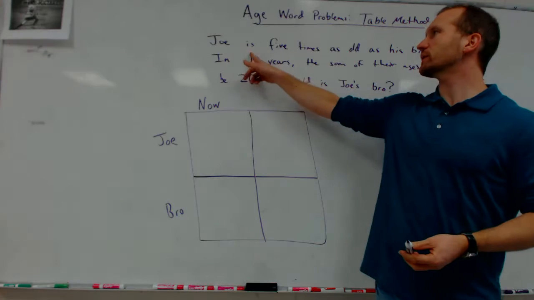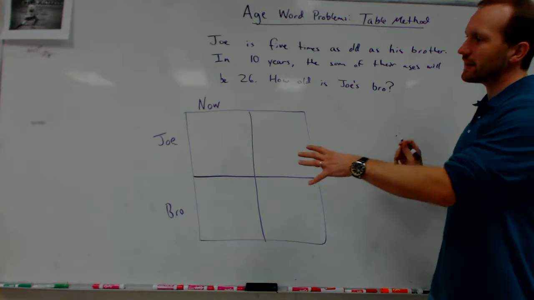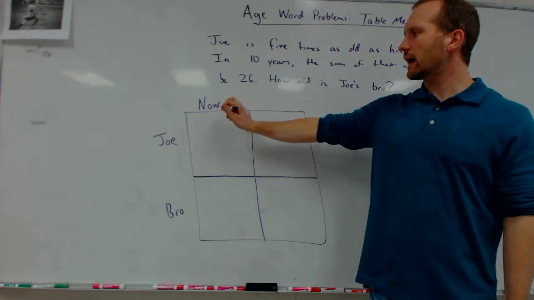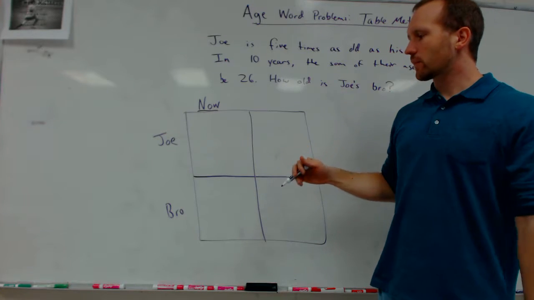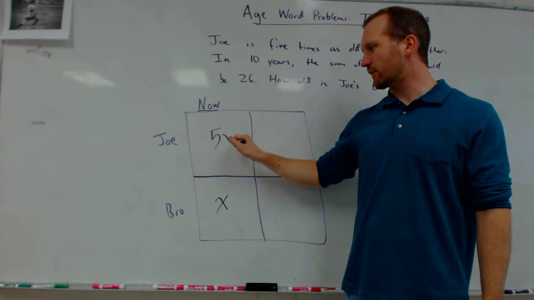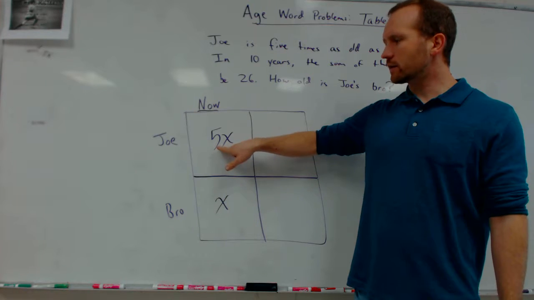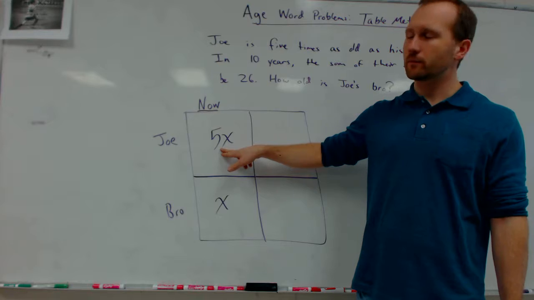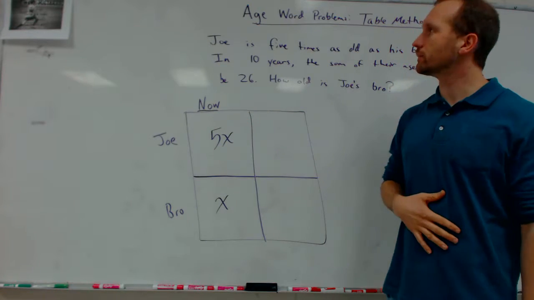So it says Joe is 5 times as old as his brother. So I'm going to make a table with Joe and his bro, and the first column is going to be how old they are now. So right now, if Joe's brother is X years old, then Joe is 5X. So I'm just making a variable and putting the other age in terms of that variable. So X and 5X. He's 5 times as old.